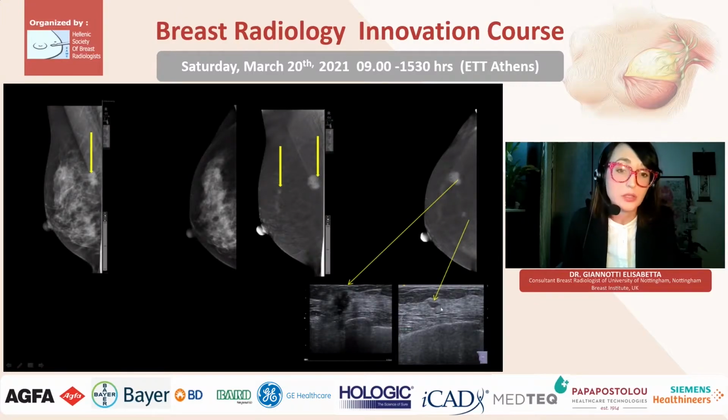And of course, we have to think about the contrast mammography. We'll see more things. It can increase the false positive, but the studies that have been published show that the false positive are less than in MRI.